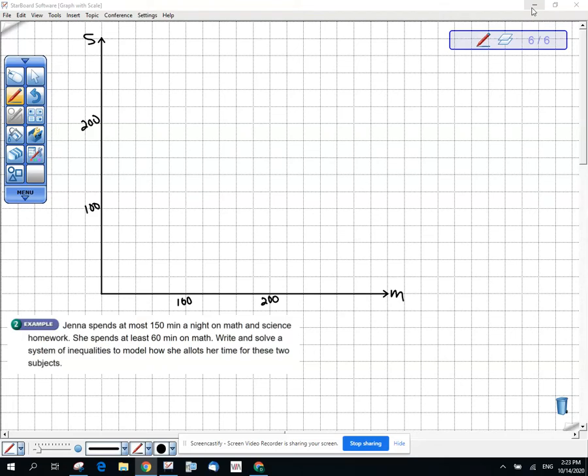Algebra 2, Section 3.3, solving systems of linear inequalities. We have an example here that says Jenna spends at most 150 minutes a night on math and science homework. She spends at least 60 minutes on math. Write and solve a system of inequalities to model how she allots her time for these two subjects.